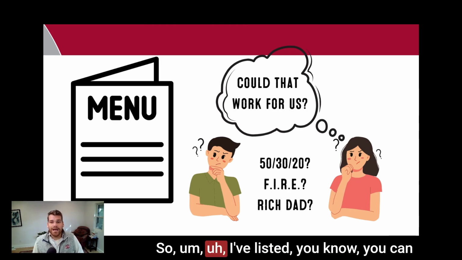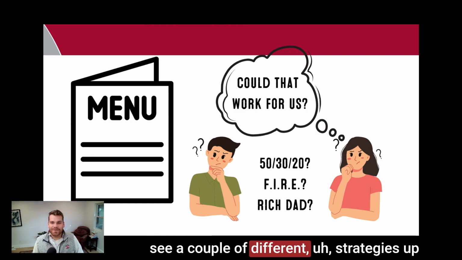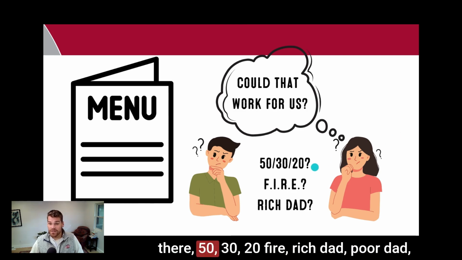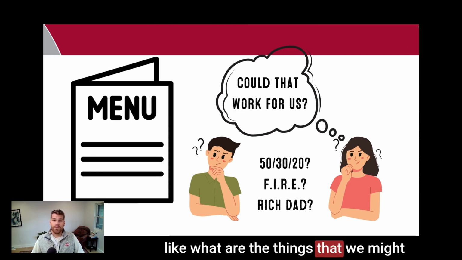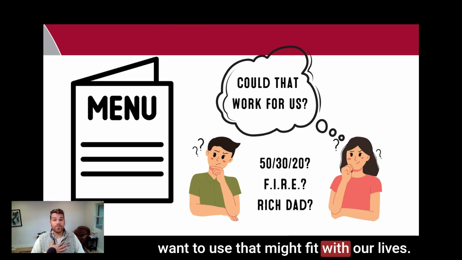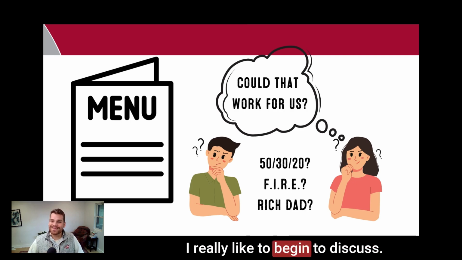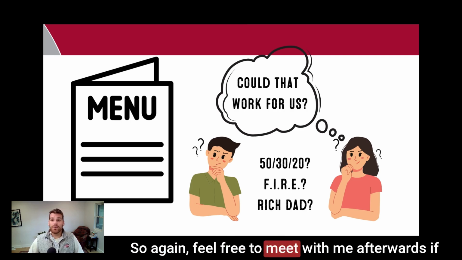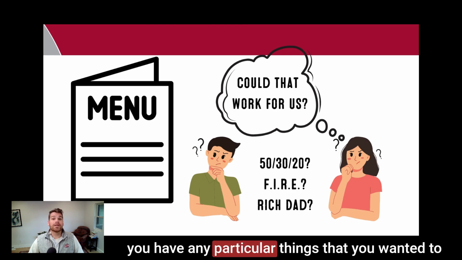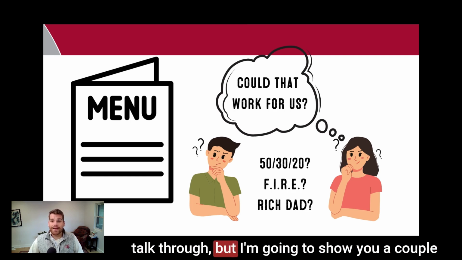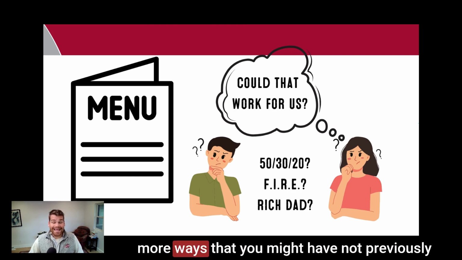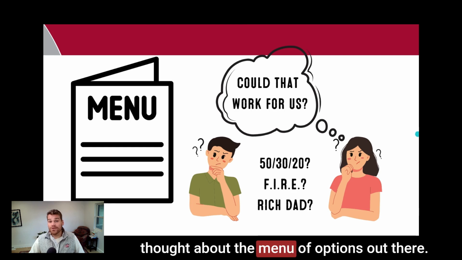So I've listed, you can see a couple of different strategies up there: 50/30/20, FIRE, Rich Dad Poor Dad. Like, what are the things that we might want to use that might fit with our lives? Those are the types of things that I really like to begin to discuss. So again, feel free to meet with me afterwards if you have any particular things that you wanted to talk through, but I'm going to show you a couple more ways that you might not have previously thought about the menu of options out there.